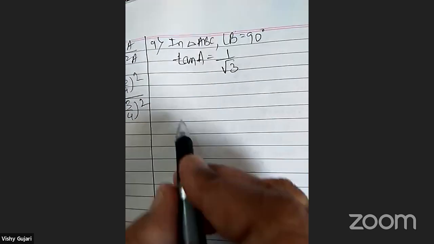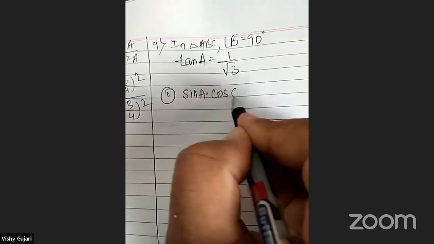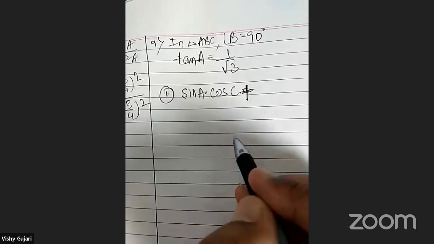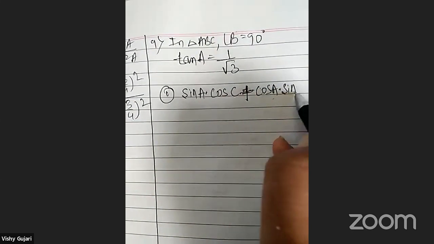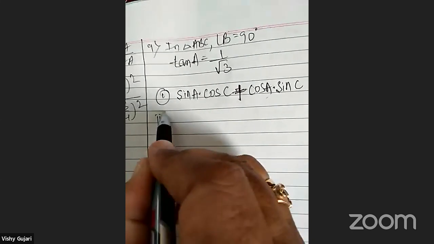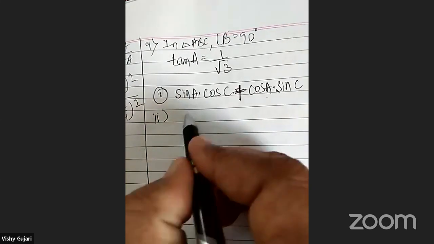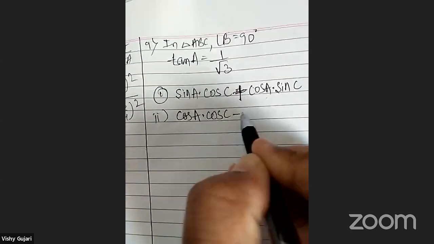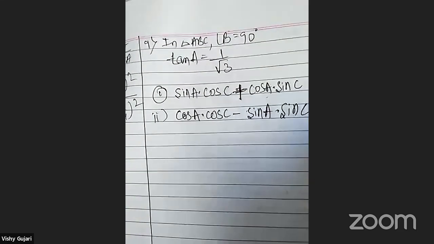Here we have to find the value of the first one, sine A into cos C plus cos A into sine C, and the second one, cos A into cos C minus sine A into sine C. This is the problem. Write down first.